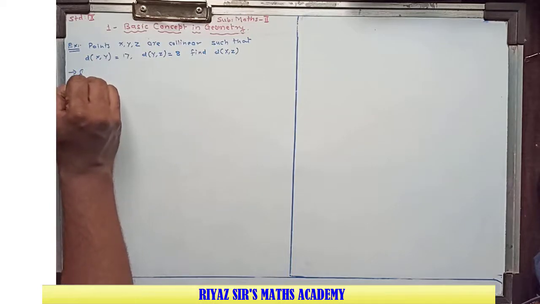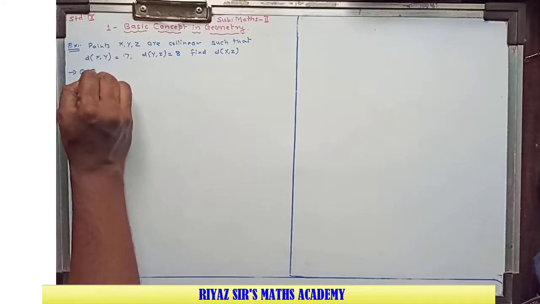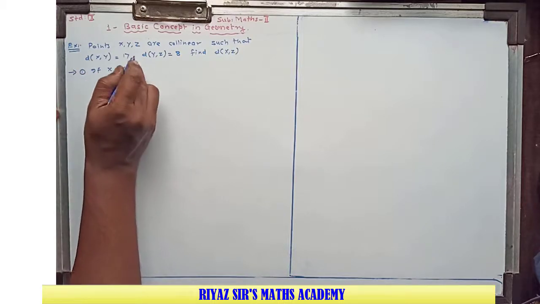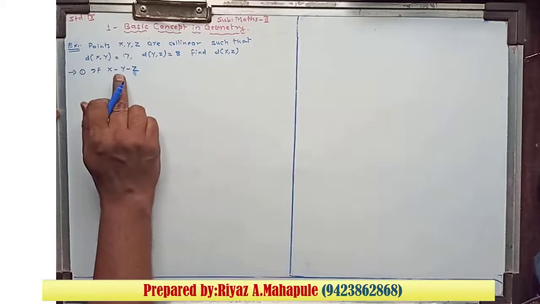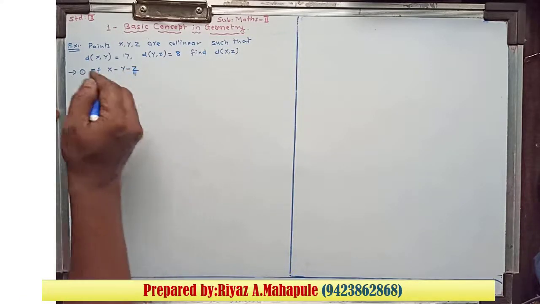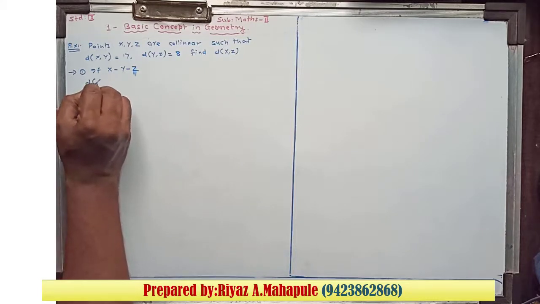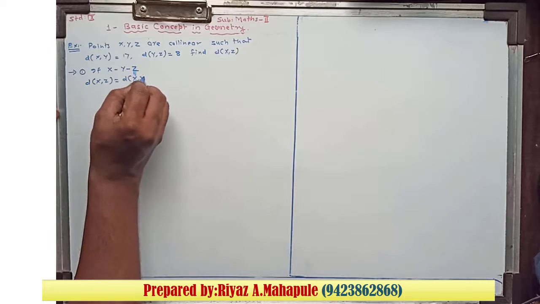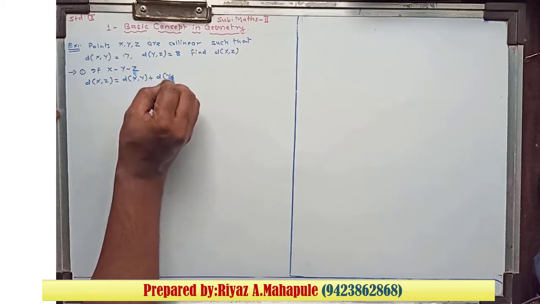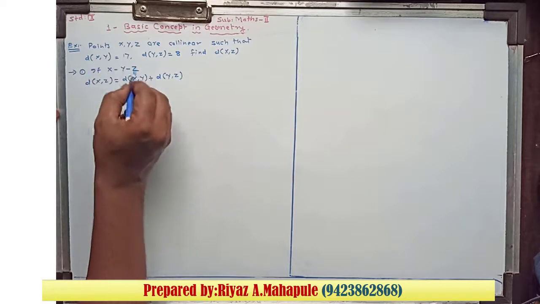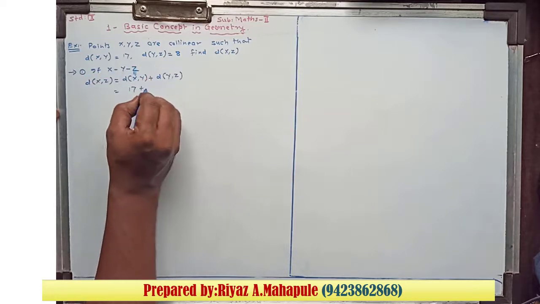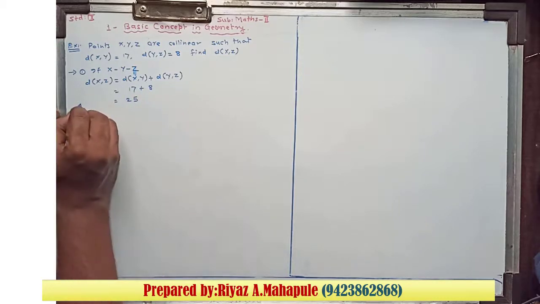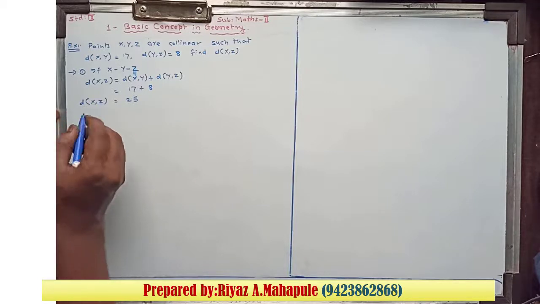Okay, so in that the first possibility is if X-Y-Z, that means point Y is in between X and Z. In that case distance of XZ is equal to distance of XY plus distance of YZ. Distance XY is given, that is 17, plus distance of YZ, that is 8, is equal to 17 plus 8, that is 25 units. Okay, so this is distance XZ. This is the first case.